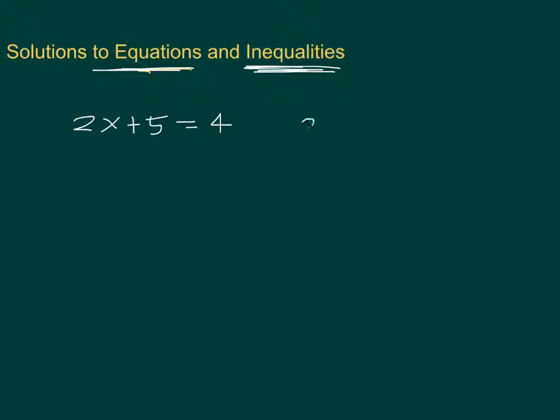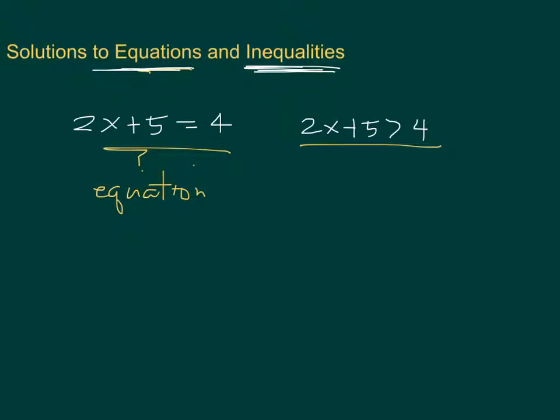What if I give you something like this? So you said this one is what? Equation. And this one is inequality. How did you know? How did you know that this is an equation? What part of the expression is telling you that this is an equation? Equal sign. The equal sign.